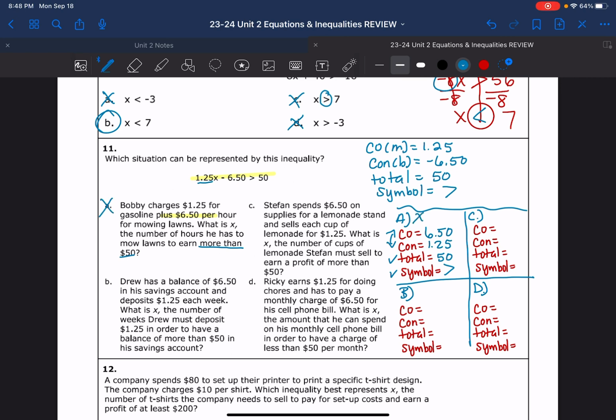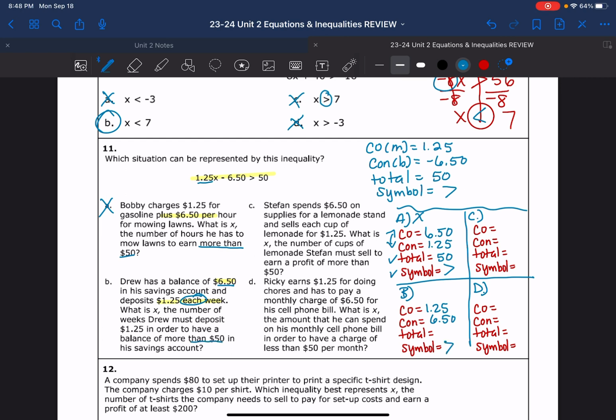Okay, let's look at B. Drew has a balance of $6.50 in his savings account and deposits $125 each week. So far with the coefficient, we're on the right spot. It says each, that's the coefficient. Okay, and then the con is saying $6.50. We might be on the right track, might. Okay, it's asking for when or how much Drew must deposit $125 in order to have a balance of more than $50.